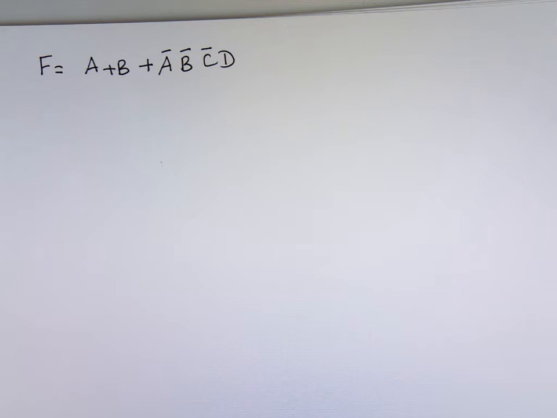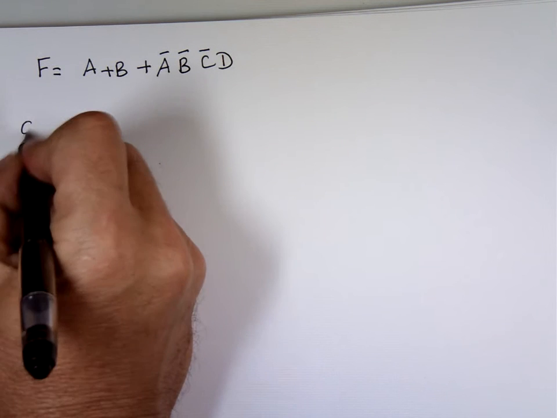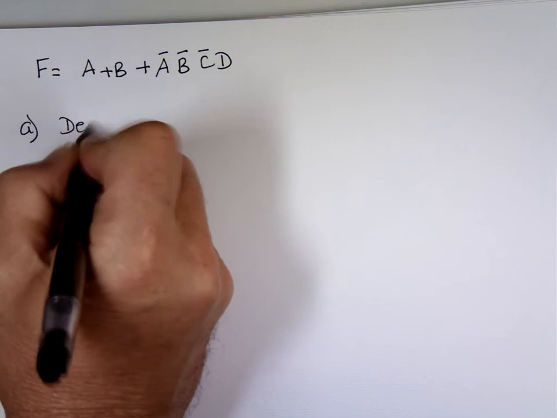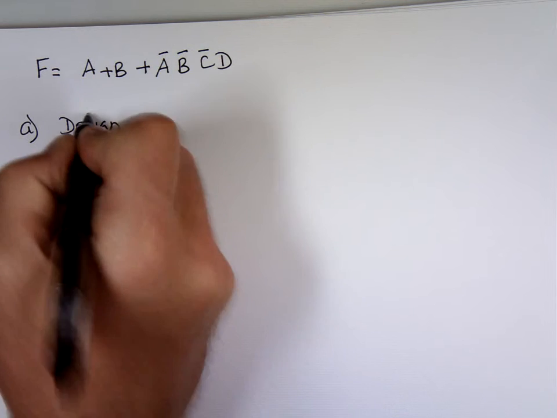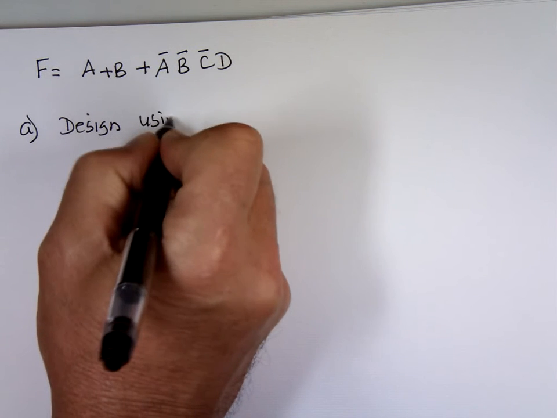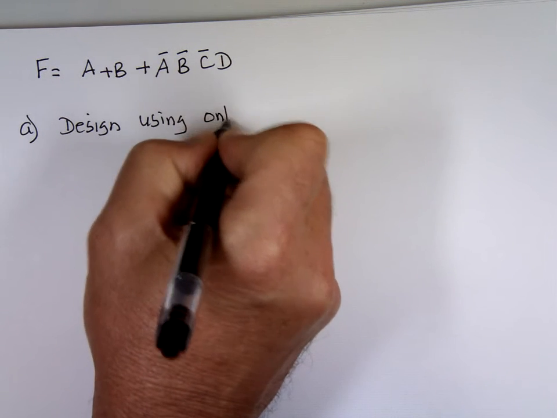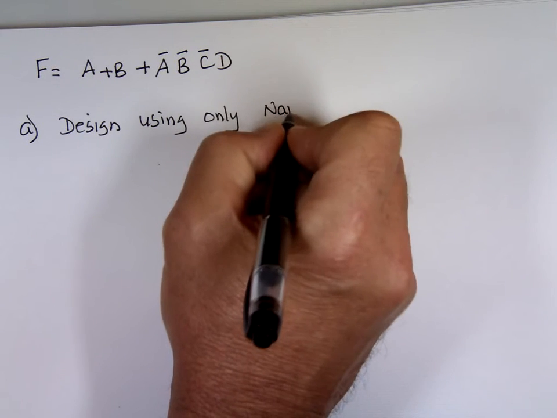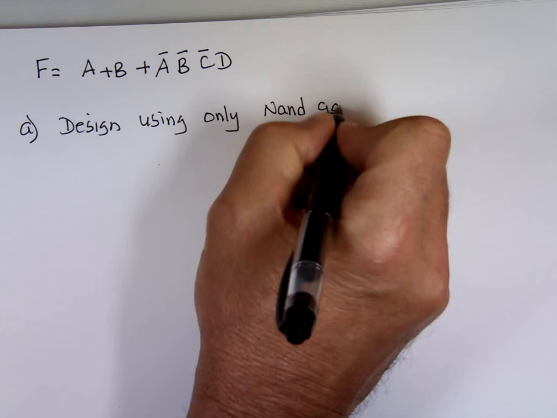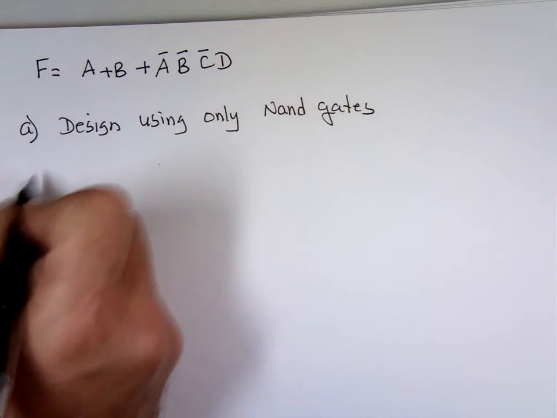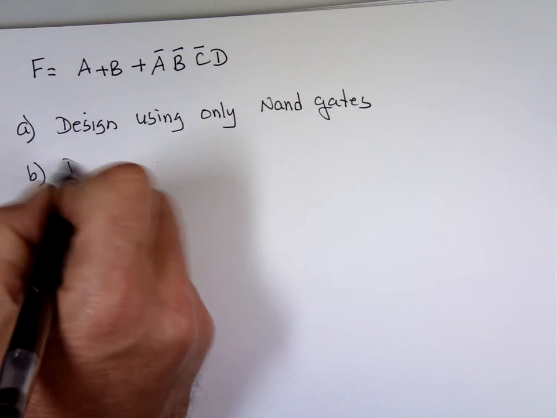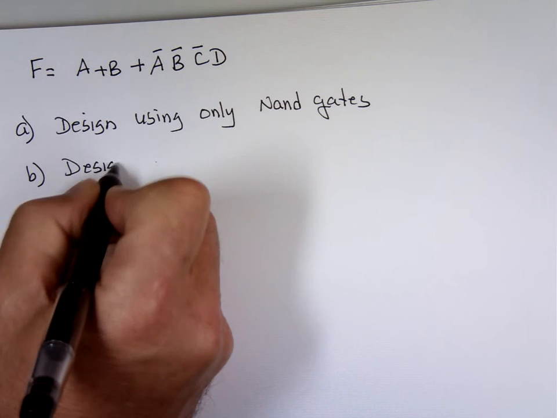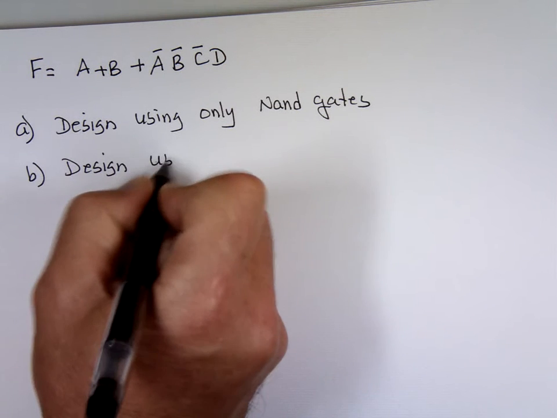Part A, design using only NAND gates. Part B, design using only NOR gates.